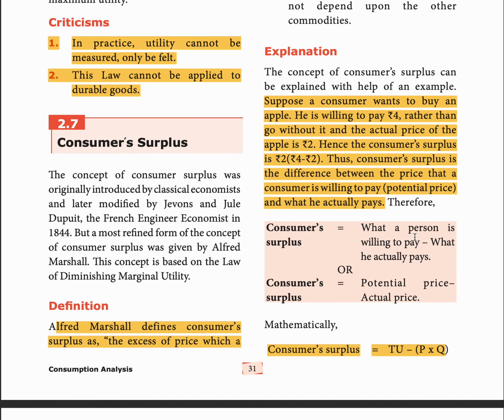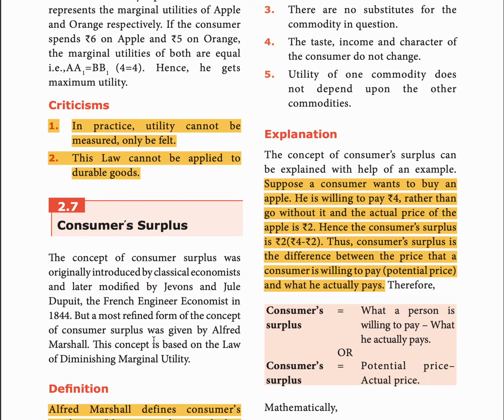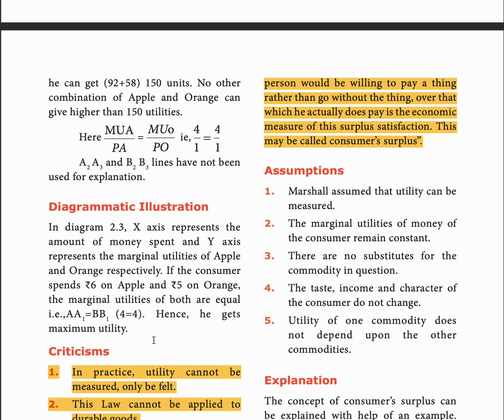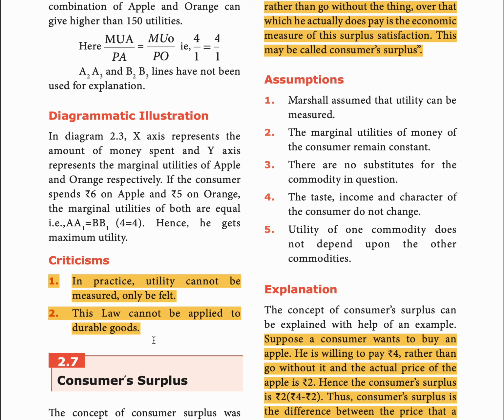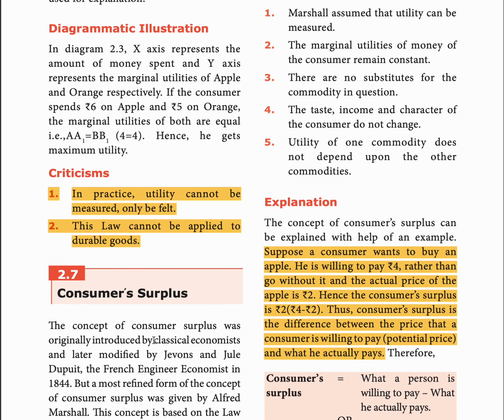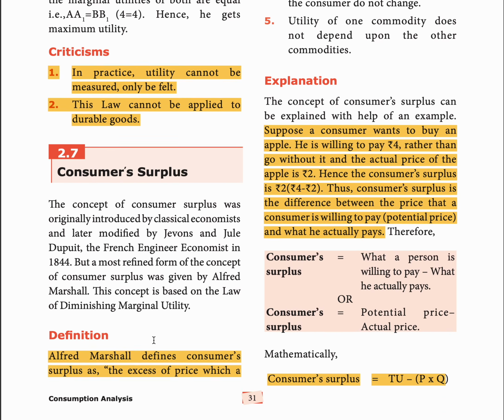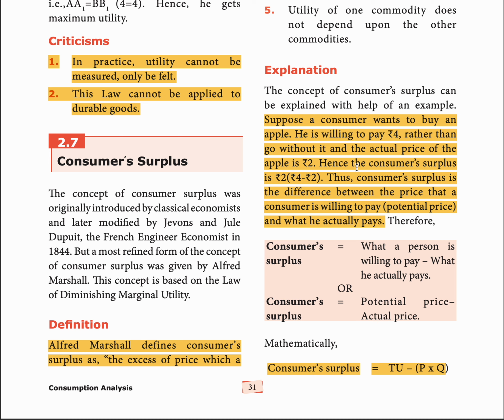Now, understand what is consumer surplus. Alfred Marshall defines consumer surplus as the excess of the price which a person would be willing to pay for a thing rather than go without the thing over that which he actually does pay; this is the economic measure of this surplus satisfaction. This may be called the consumer surplus. Let's understand this definition with an explanation. Suppose a consumer wants to buy an apple, he is willing to pay rupees 4 rather than go without it, and the actual price of the apple is 2. Hence the consumer surplus is 2.